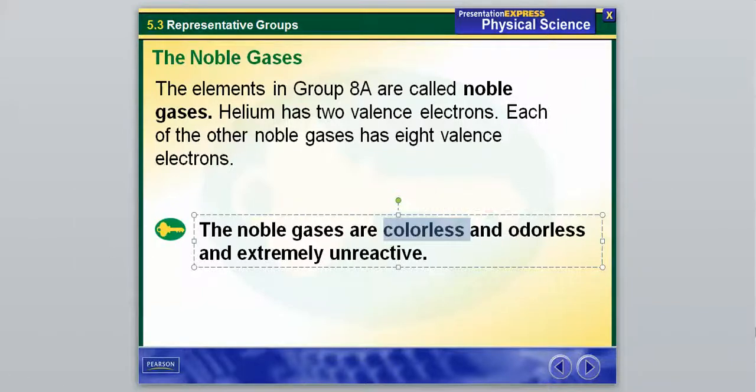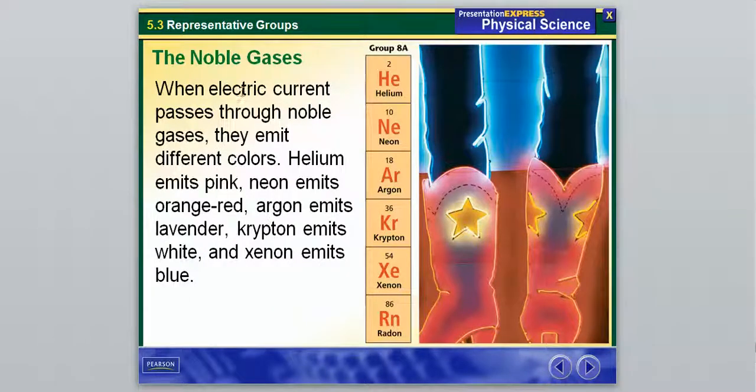However, something very interesting about this group is that when you pass an electric current through a noble gas, they emit different colors. So you might have heard of neon lights, but there are actually helium lights, neon lights, argon lights, krypton lights, and xenon lights. Helium is going to emit the color pink, neon will emit an orange-reddish color, argon will emit a lavender color, krypton emits white, and xenon emits blue.